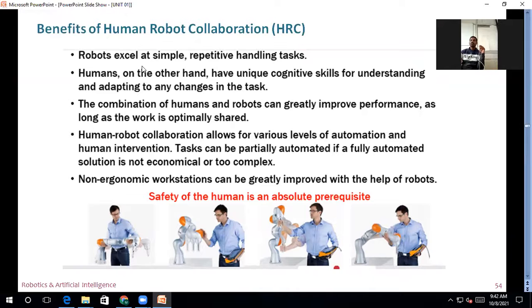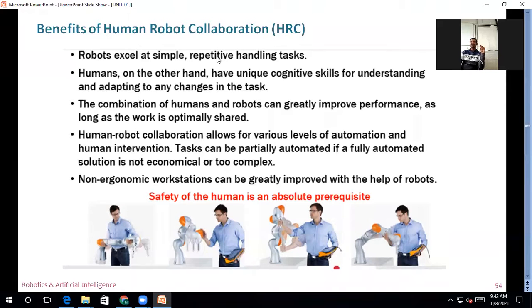Robots excel at simple repetitive handling tasks. Why do we use robots? Where there is a repetitive task, to reduce the human effort, in that case we can use a robot.